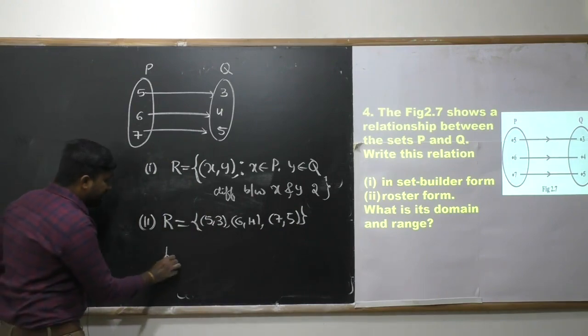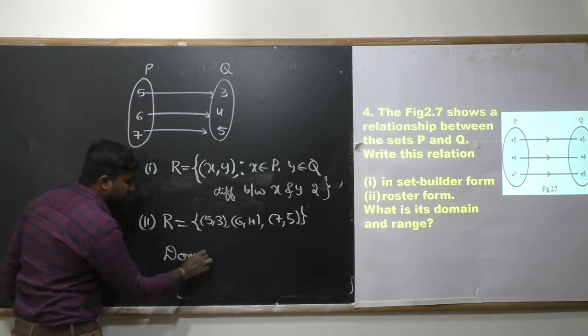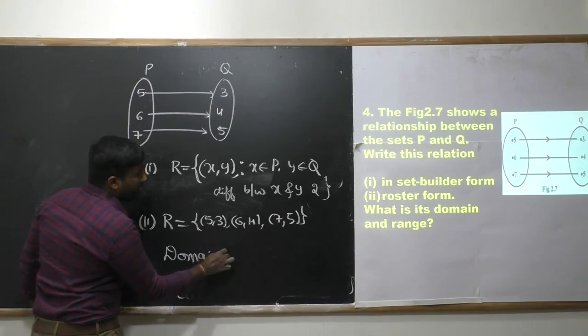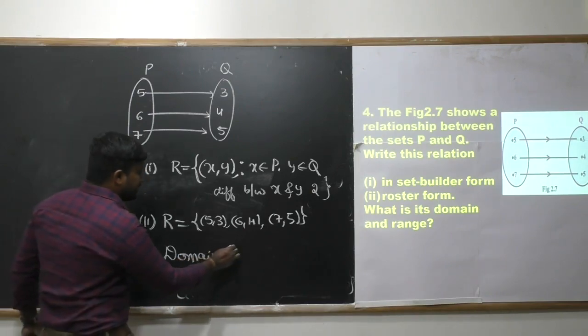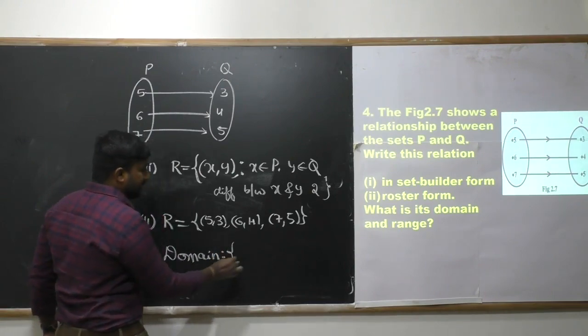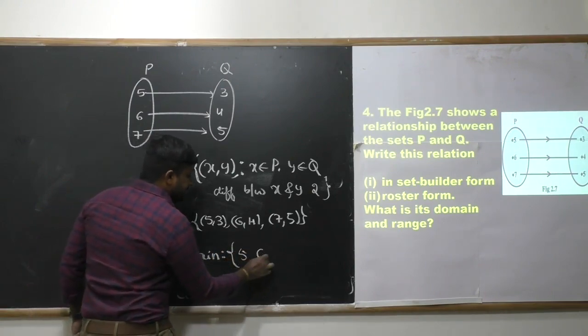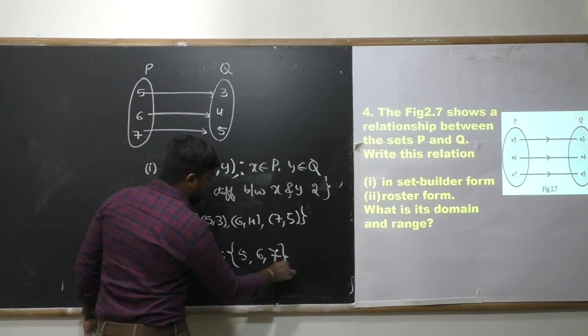Now please tell me the domain and range. Students, what is the domain of this relation R? Domain means the set of first elements: 5, 6, 7.